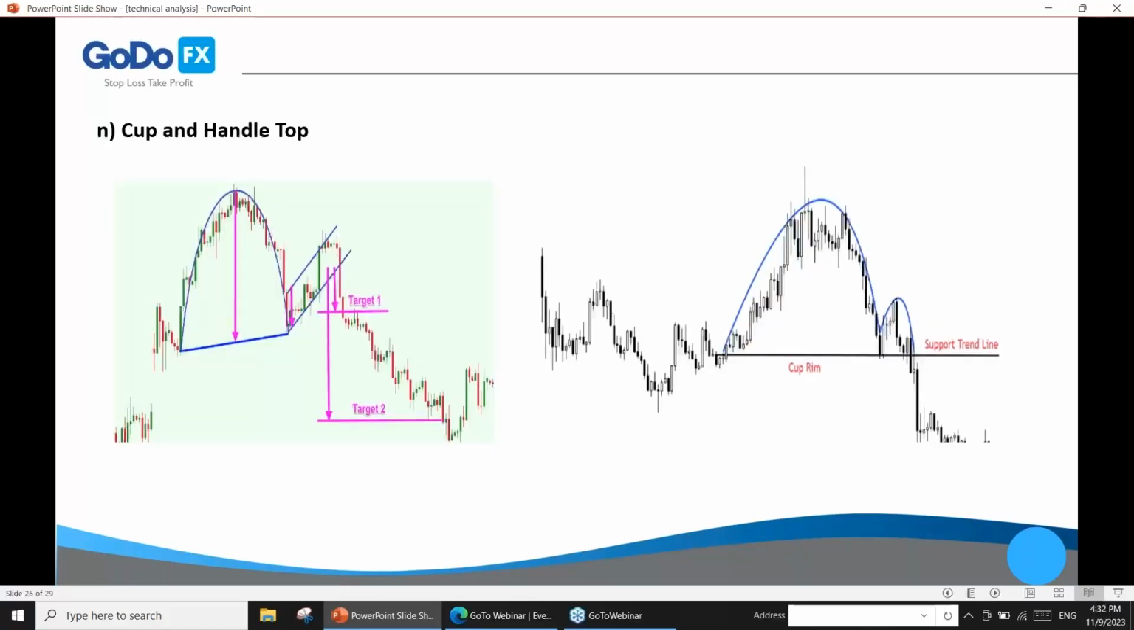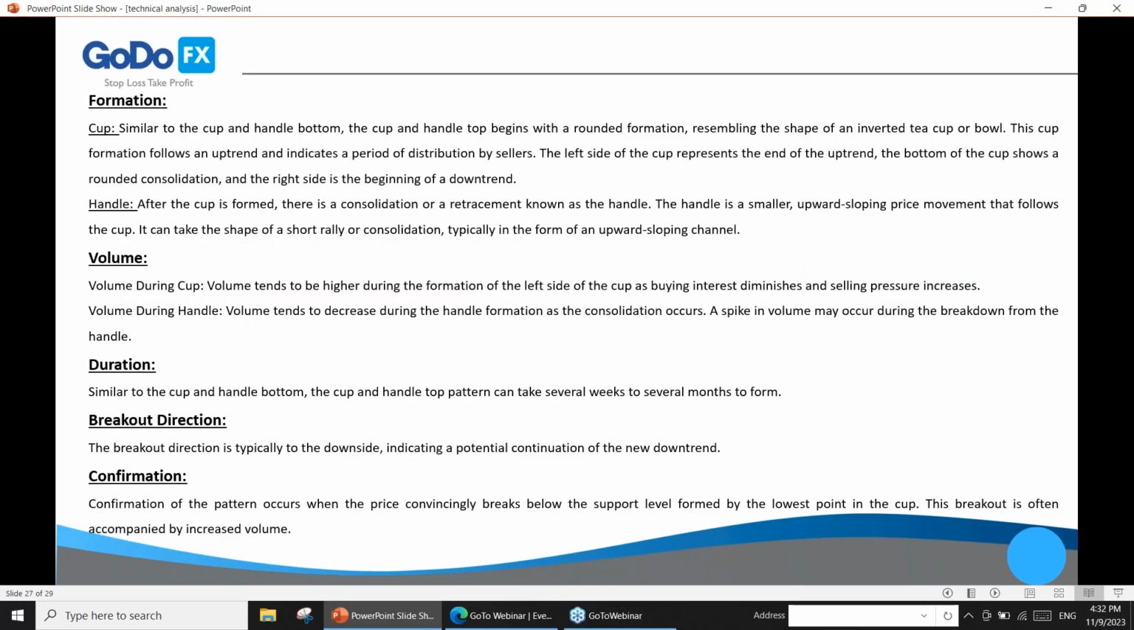Finally, the cup and handle top, which is a bearish reversal pattern that mirrors the cup and handle bottom but signals a potential trend reversal to the downside. So similar to the cup and handle bottom, it begins with a rounded formation resembling the shape of an inverted teacup or bowl. So this cup formation follows an uptrend and indicates a period of distribution by sellers.